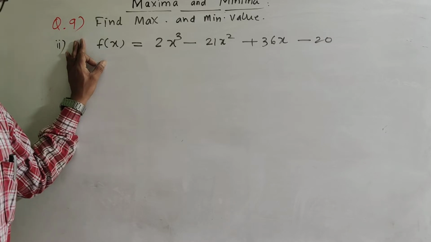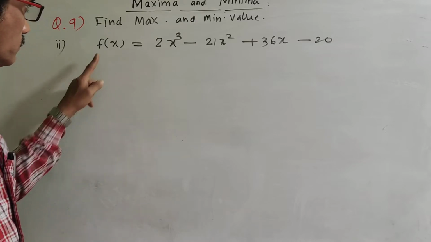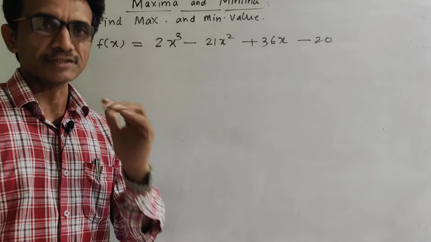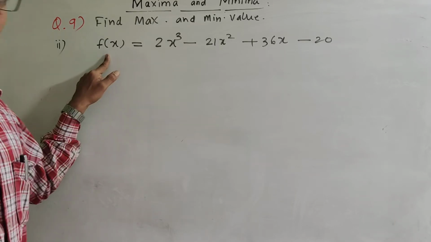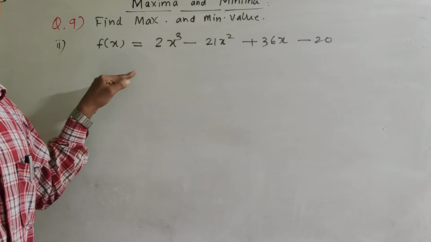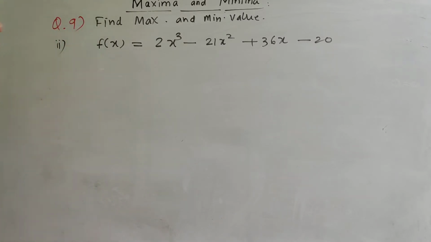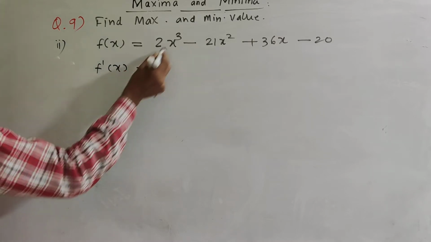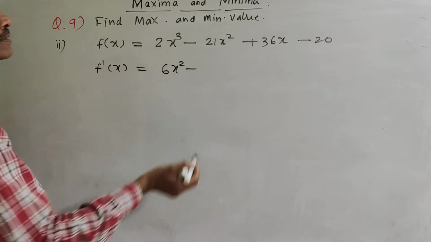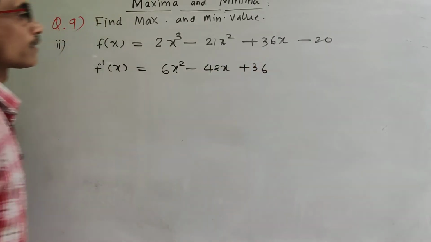First, see, the steps are the following. First we find the first order derivative, we equate it with 0 and we get the value of x. That is called a stationary point. So we will find the stationary points here. Then we find the second order derivative and we check whether the second order derivative is positive or negative at those stationary values. So first of all, you differentiate it. f dash of x is equal to 6x square minus 42x plus 36.